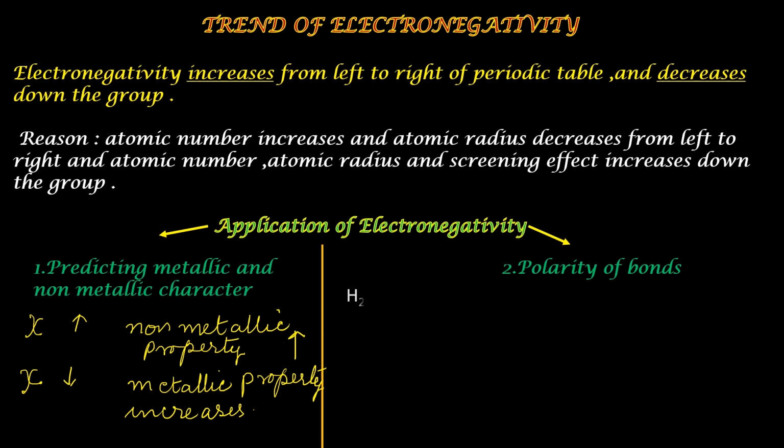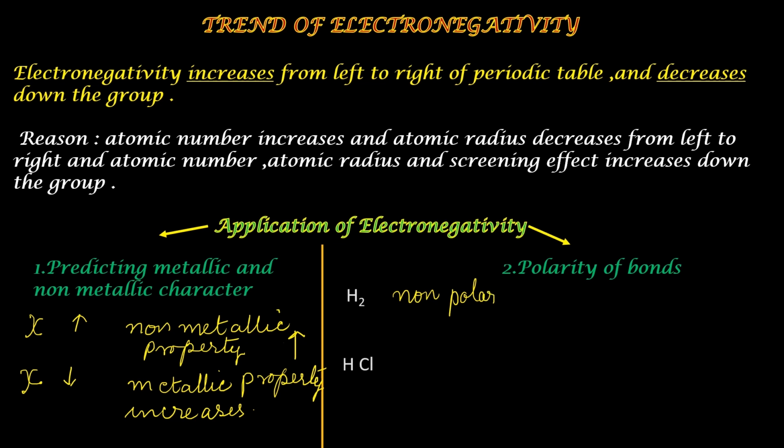Coming to the second application, when two atoms are linked by covalent bond and if the two atoms are similar, as in the case of hydrogen molecule, the shared pair of electrons will be exactly in the central point between the nuclei of the two participating atoms. This is because their electronegativities are the same. Such molecules are called non-polar because the electrons of the pair is equally shared by the two atoms.